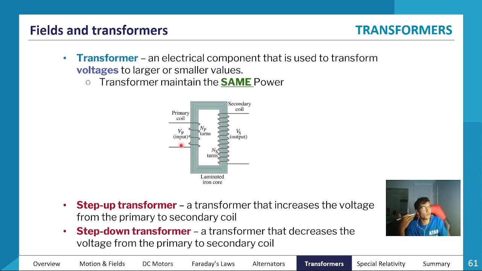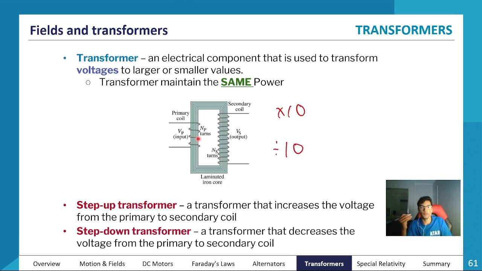So what is it doing? We have voltage and current coming into this primary coil. What happens with a step-up transformer is the voltage will increase. Let's say it increases by a factor of 10. So the voltage will increase by a factor of 10, and the current will decrease by a factor of 10.